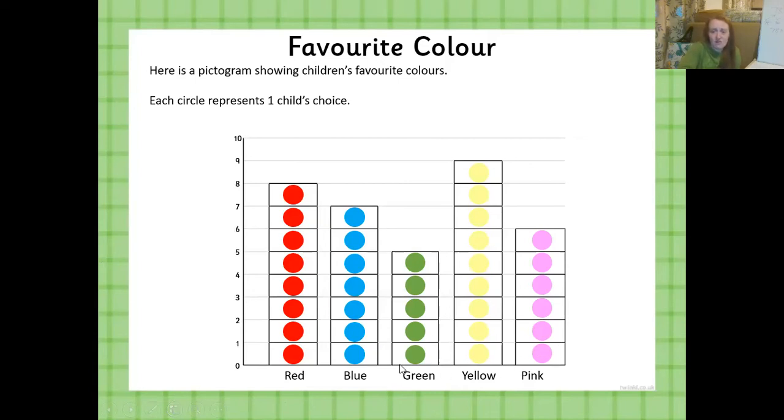So if I choose green, for example, and I want to know how many children's favourite colour is green, I'm counting in ones. 1, 2, 3, 4, 5 children like green.